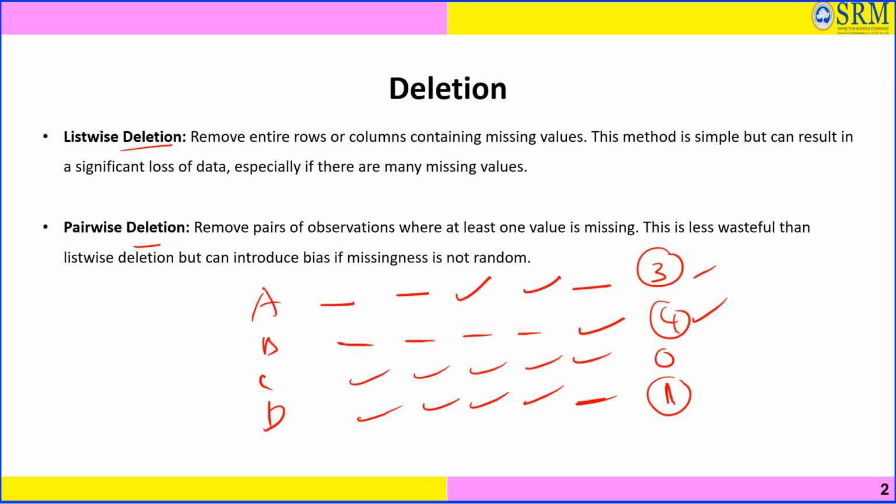And even in deletion, if you have more missing values, in that case you have to use list-wise deletion. Remove entire rows or columns containing missing values. This method is simple but can result in significant loss of data, especially if there are many missing values. Whereas pairwise deletion removes pairs of observations where at least one value is missing, and this is less wasteful compared to list-wise, because the entire row is not deleted. For example, in this row, only these two are deleted, or only this particular one is deleted. That is called pairwise deletion.